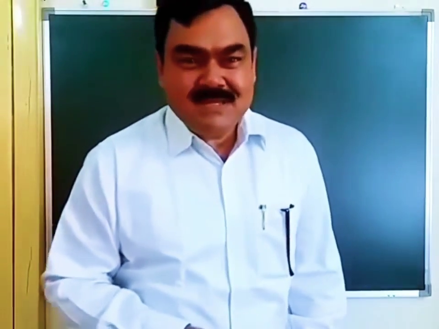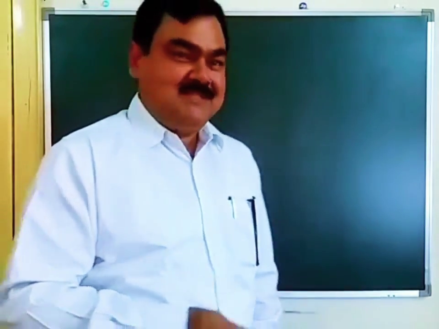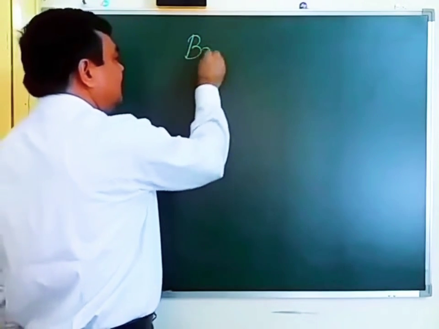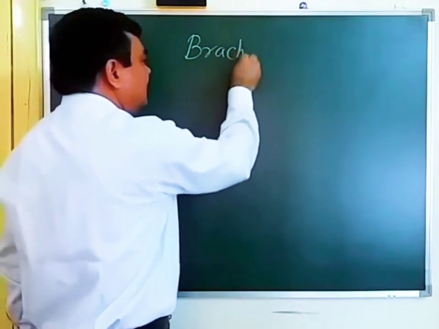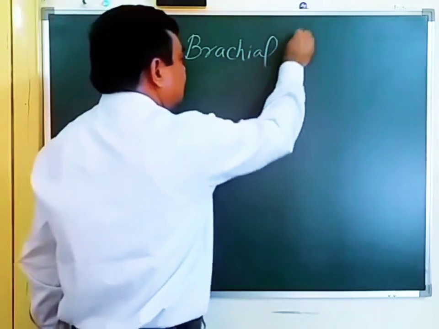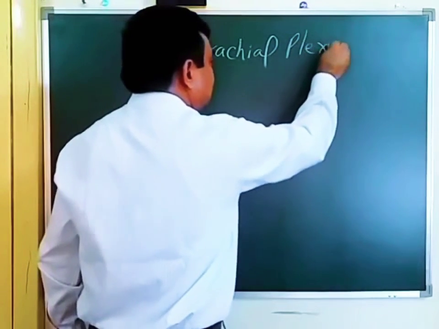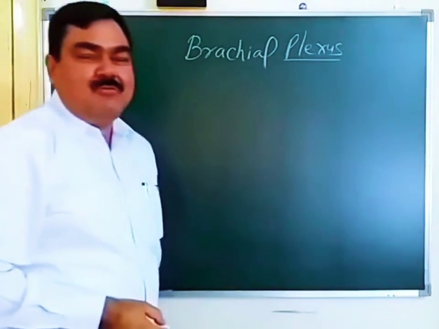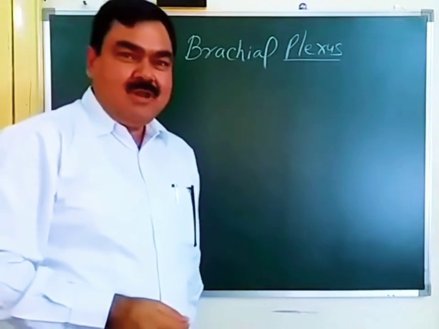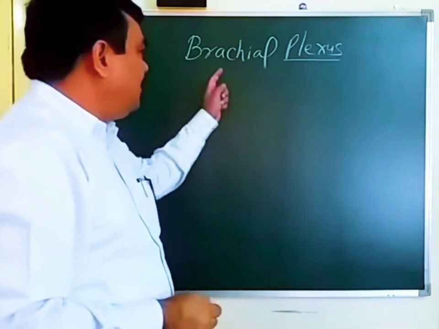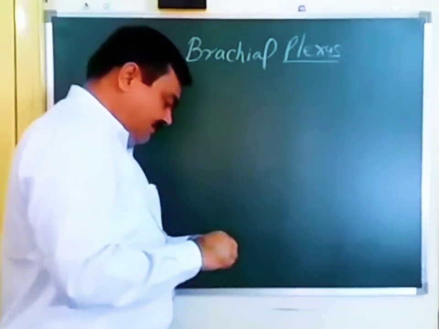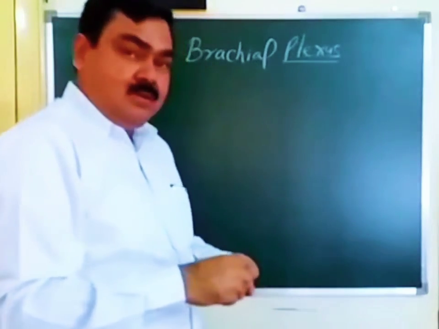Now we will discuss the brachial plexus. Plexus means network, a network of nerves which gives supply to the upper limb. This is the brachial plexus. First of all, I would like to make a diagram.